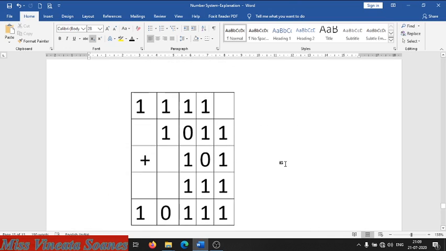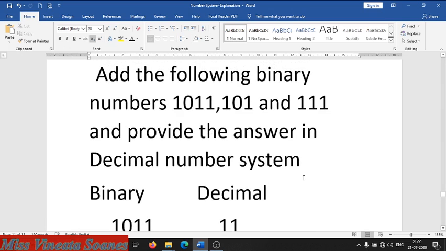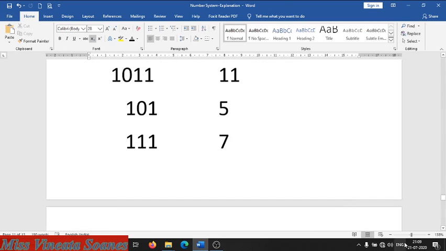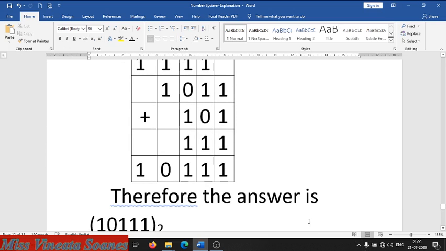So please copy this in your exercise book. You can pause the video and copy it. Remember, this is a very important exercise which is also not there in your book.